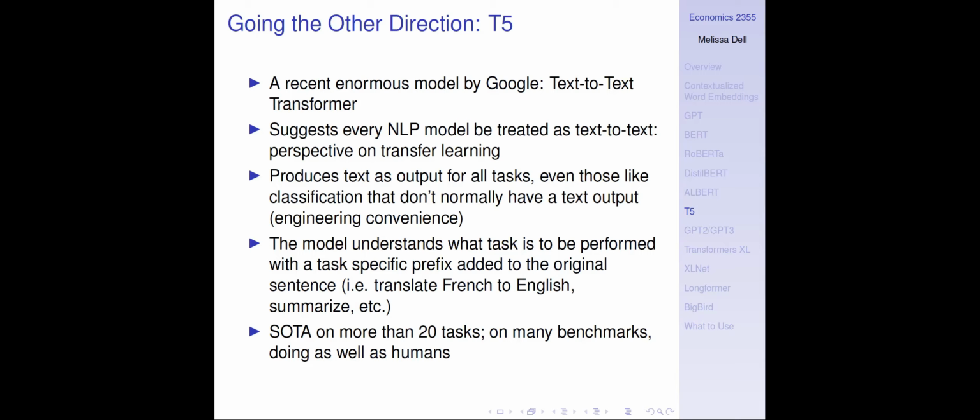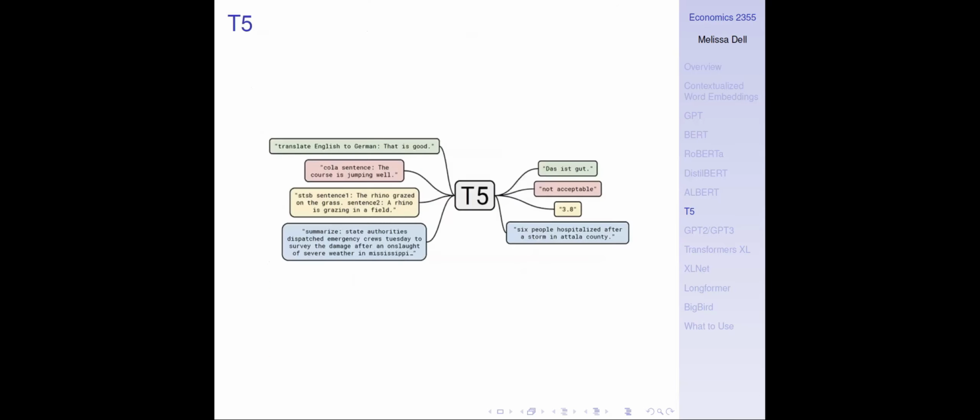And this model was state-of-the-art in more than 20 tasks. It just kind of blew every other model out of the water in terms of performance. And on many benchmarks, it actually is doing as good as humans. And so here you see the basic idea of it. You have translate English to German and it will translate it.